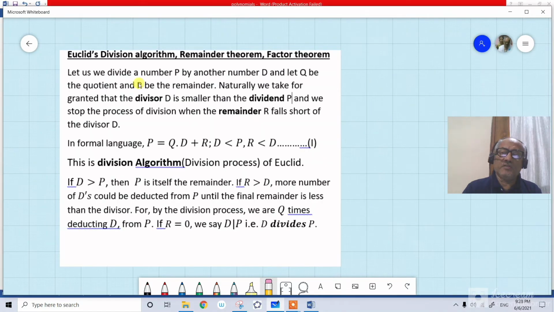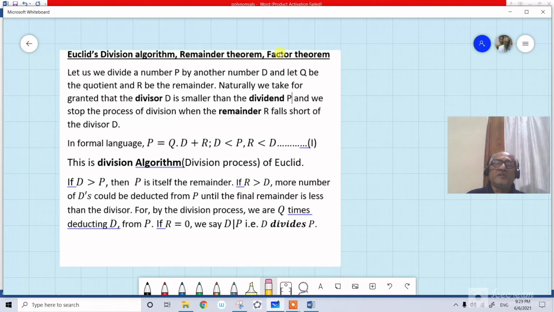Next. Now we will discuss what is Euclid's division algorithm, what is the remainder theorem, what is the factor theorem. These were studied in lower classes in relation to numbers. Now we will study those things again in relation to polynomials. So let us divide a number p from the number side. Take the example. Let us take a number p and divide it by another number d, and let q be the quotient and r be the remainder.